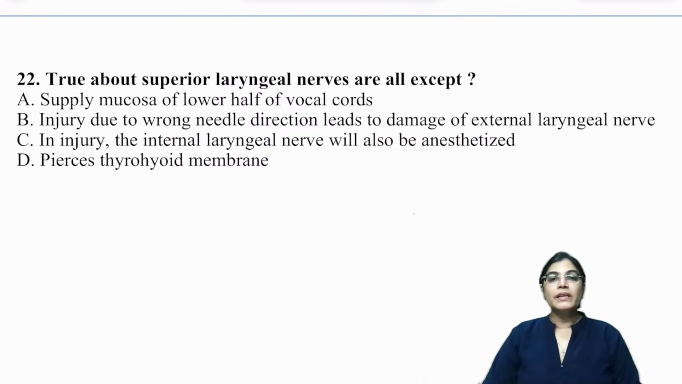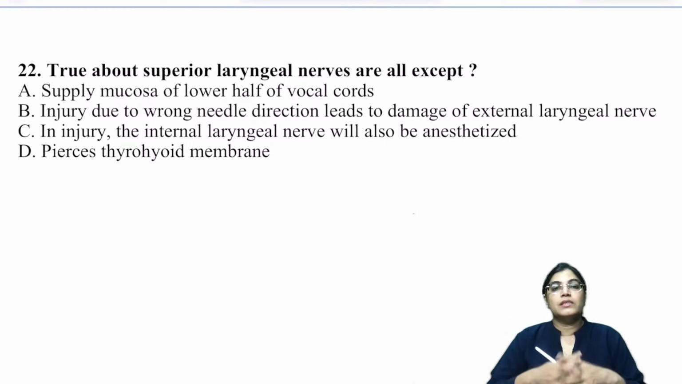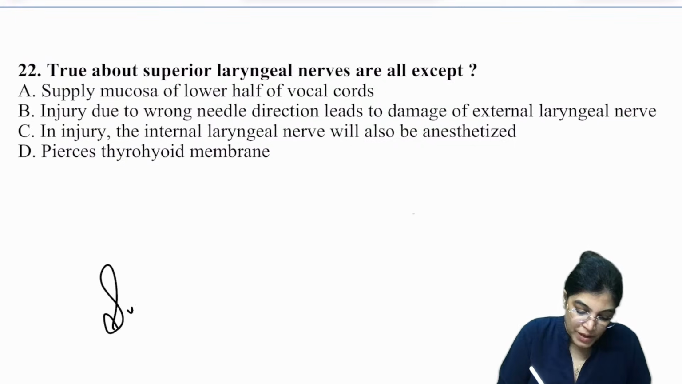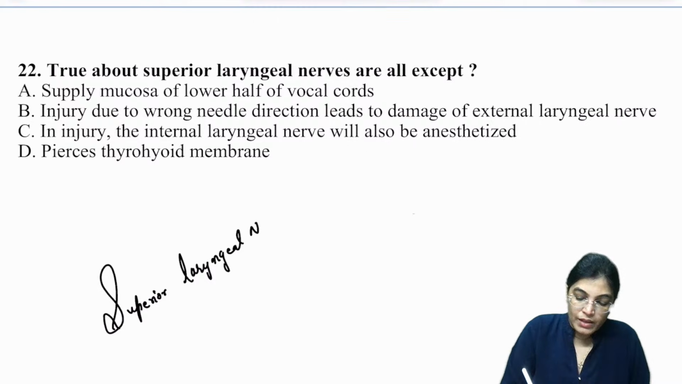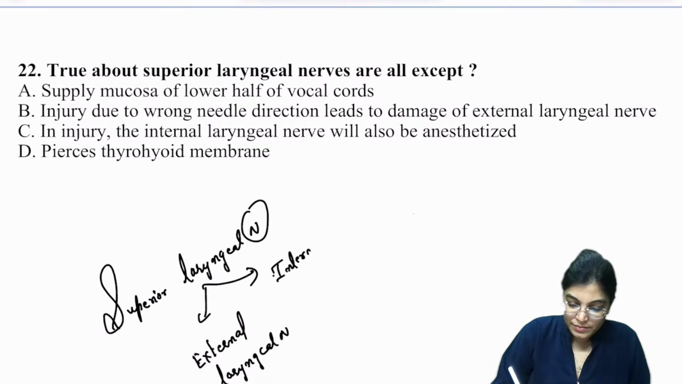True statement about superior laryngeal nerve is all except: it supplies the mucosa of the lower half of the vocal cords; injury will damage the external laryngeal nerve; injury to internal laryngeal nerve will also be anesthetized; it pierces the thyrohyoid membrane. So if I talk about the superior laryngeal nerve, my dear students, the superior laryngeal nerve divides into two nerves: the external laryngeal nerve and the internal laryngeal nerve.